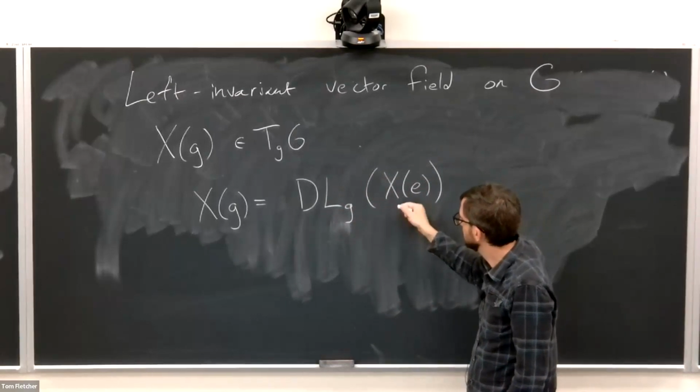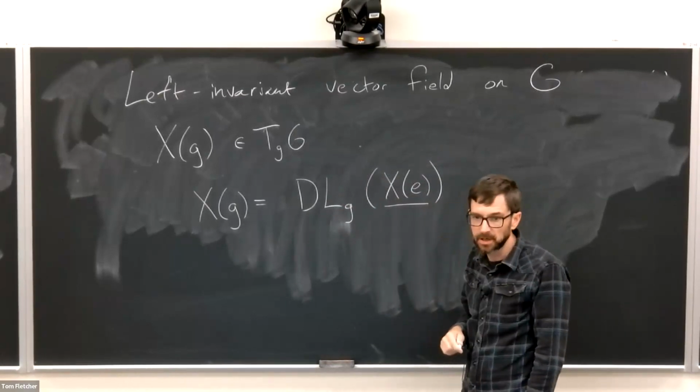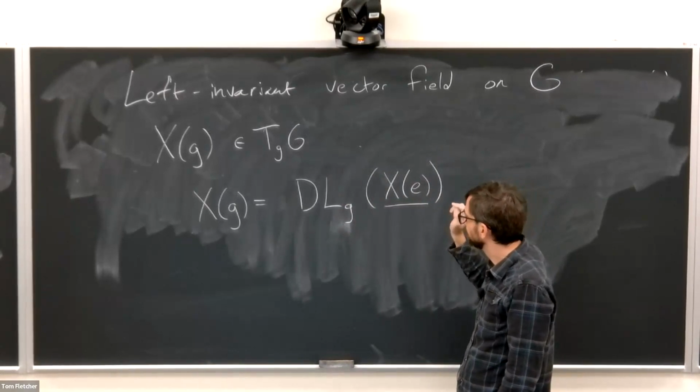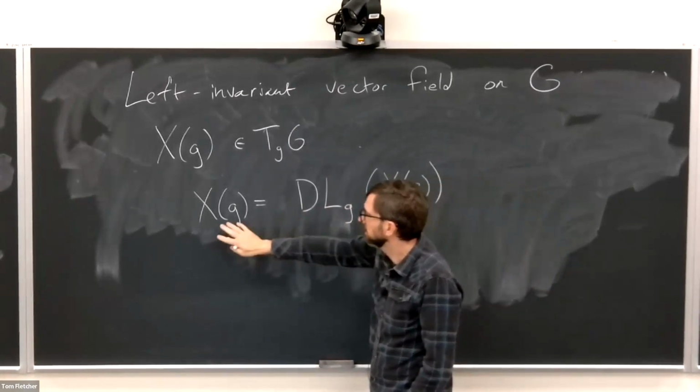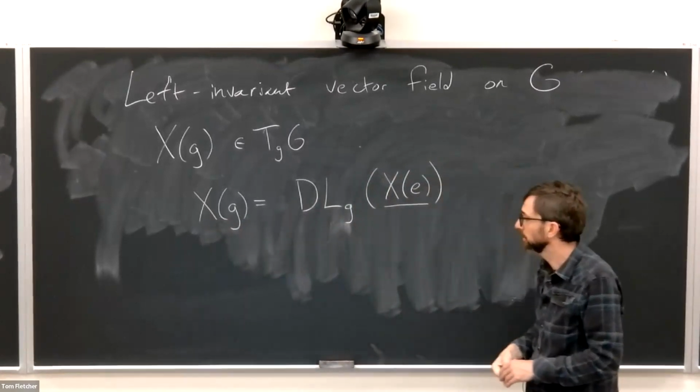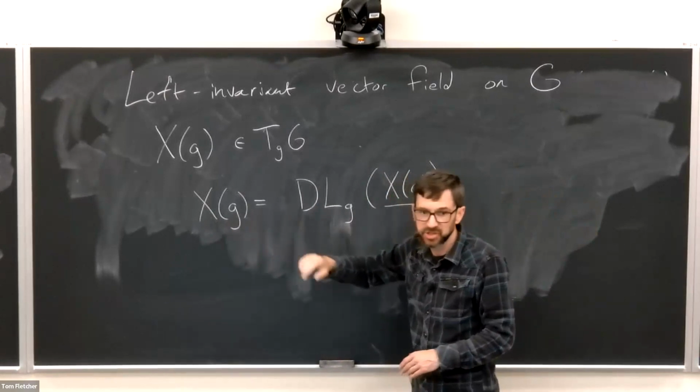So you have to give it this one value at the identity. You give it a vector, and then over all the rest of the manifold there's a smooth vector field, X of G.